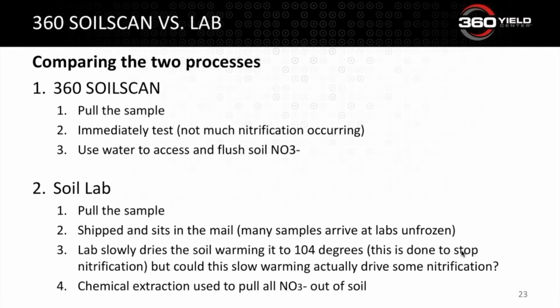But then the other thing that occurs is that lab takes that soil, grinds it up really, really fine, which is good. And again, I want to make sure you understand, I'm not saying this is wrong. It's just different, right? And then they slowly warm it to 104 degrees. They use 104-degree temperature to dry it out. And the reason for doing that is to stop the nitrification process. They want to dry it so that really will stop the nitrification process. And that's good. That's right.